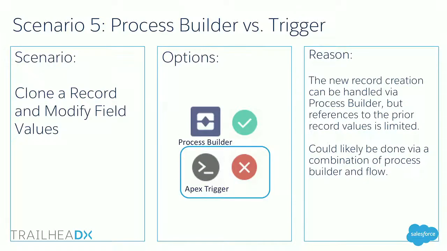This is a scenario for a trigger at this point. There's not a great solution for this in Process Builder. The new record creation can obviously be handled, and you can specify field values, but if you need to make references to the prior field values, the initiating record in the cloning process, you run into challenges, and that capability is certainly limited. So again, it could possibly be done through a combination of Process Builder and Flow, but it is a use case that typically lives and thrives in code a little bit more effectively.